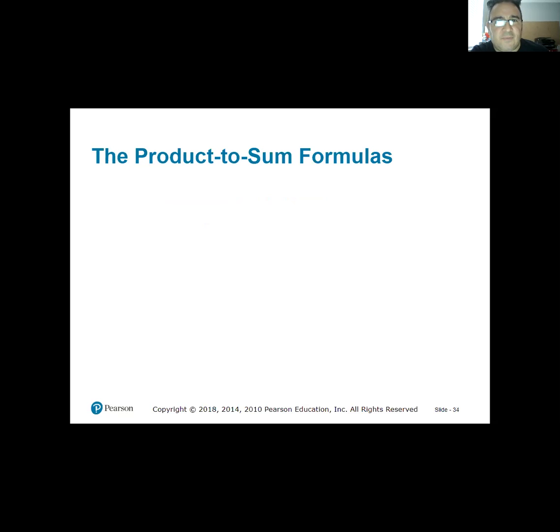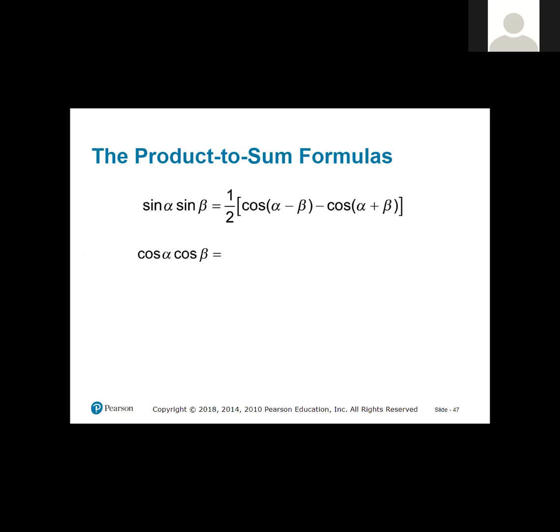So the product to sum formulas, what are those? Sine of alpha, sine of beta. Anybody that did their notes or did the reading, remember? 1/2 cosine of alpha minus beta. Very good. Minus cosine of alpha plus beta. Very good. Good job, Talia. Okay, that's the first one. And the next one, you can keep going, Talia, or somebody else if they want to. 1/2 cosine alpha minus beta plus cosine of alpha plus beta. Very good.